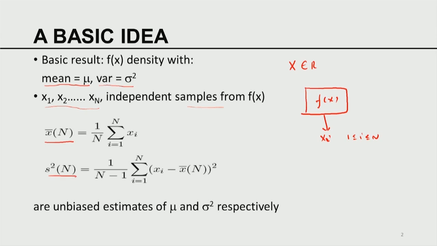and from our class on statistical estimation, we have already shown that this estimator for the mean and this estimator for the sample variance are unbiased estimates. So x bar n is an unbiased estimate of mu, and s squared n is an unbiased estimate of sigma squared. Very simple basic statistics. This is the first one you probably learn in any course on fundamental statistics.